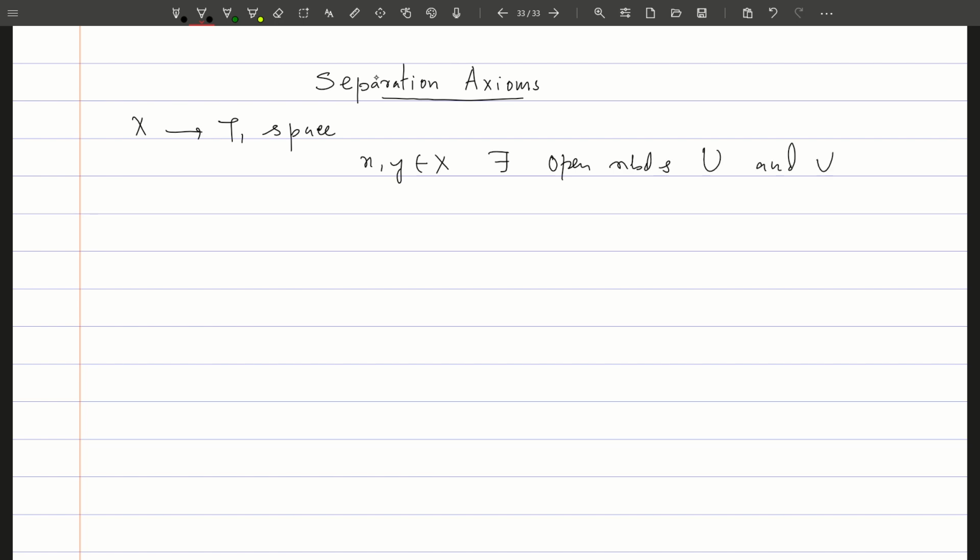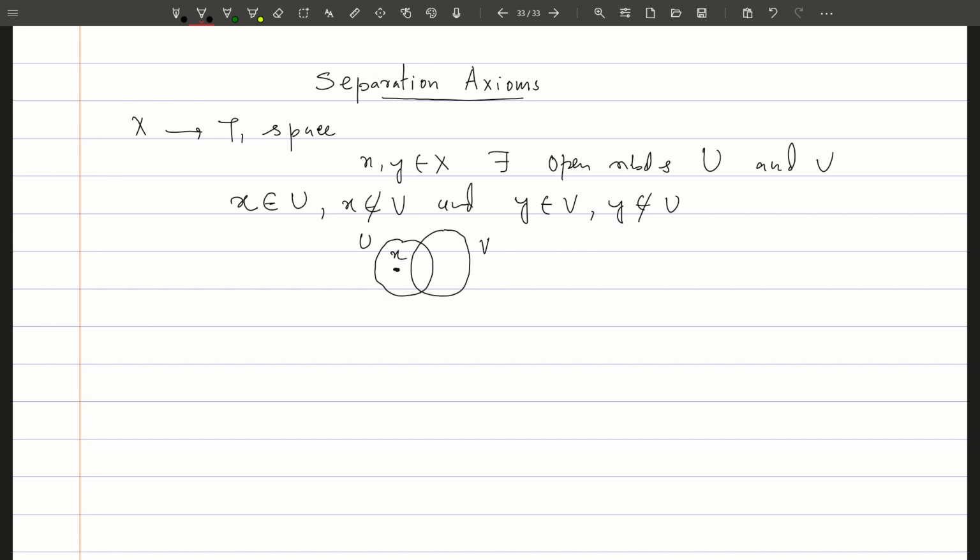V, such that x is in U but x is not in V, and y is in V but y is not in U. I mean, we can separate these two points by open neighborhoods, though these open neighborhoods may not be disjoint. So here, this is the open set U, this is the open set V, and U contains x but not y, and V contains y but not x.